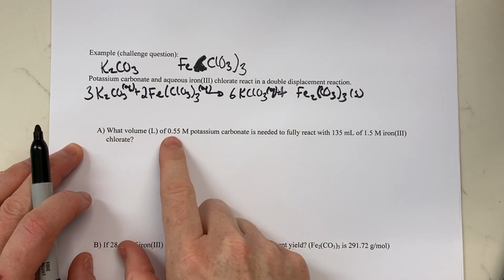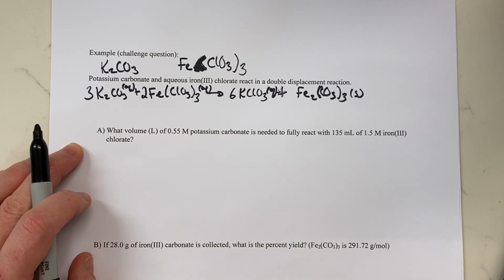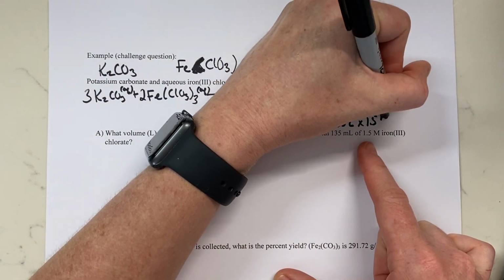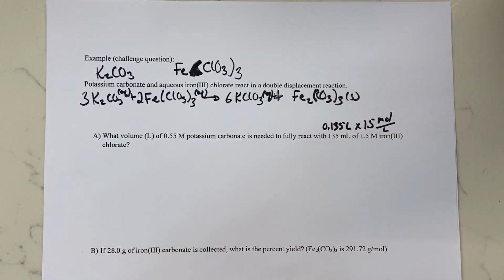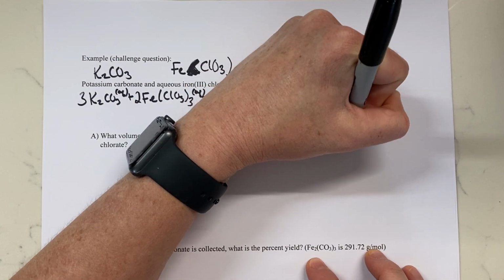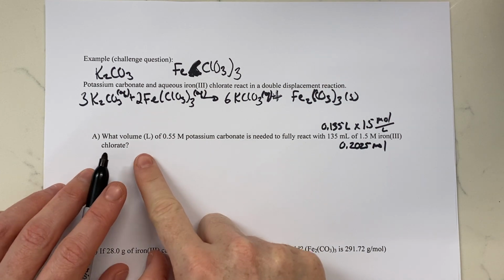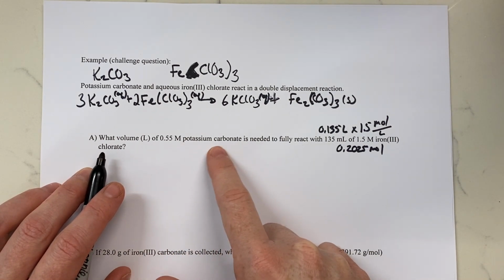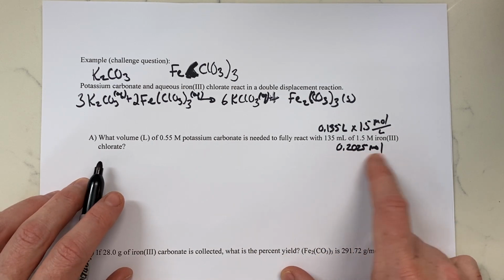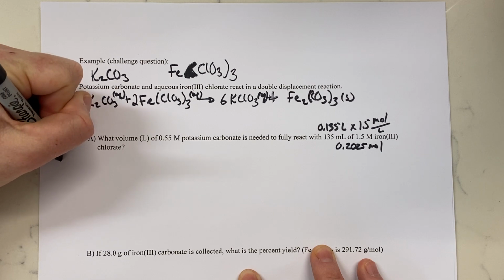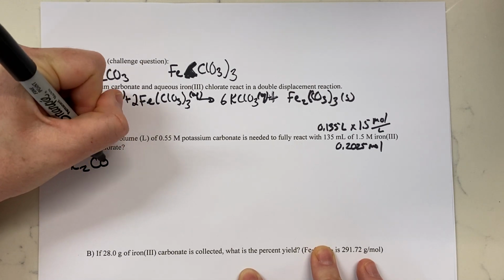Okay, now it says what volume of 0.55 mole per liter potassium carbonate is needed to fully react with 0.135 liters of a 1.5 mole per liter solution of iron 3 chlorate. So you're going to multiply those together. 0.135 times 1.5 equals 0.2025 mole of iron 3 chlorate. So now let's go ahead and change this question. It says what volume of 0.55 mole per liter potassium carbonate is needed to fully react with 0.2025 mole of this iron 3 chlorate. I'm going to rewrite this reaction down here so we can answer this problem a little more efficiently. So I want to leave a little more space for it so we can see it more clearly than I drew it up there.